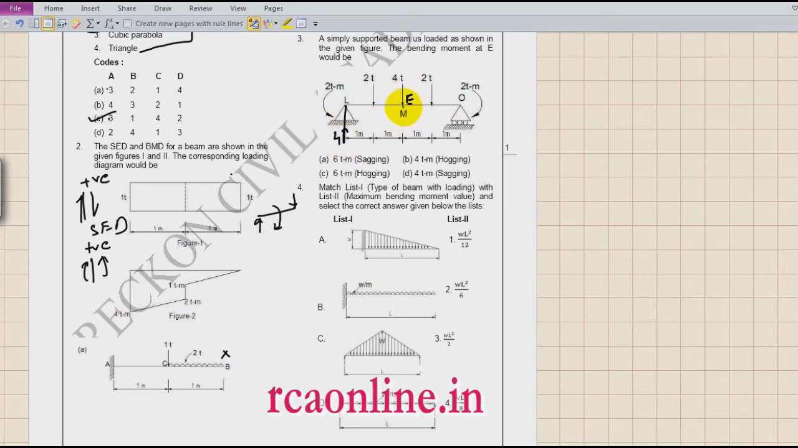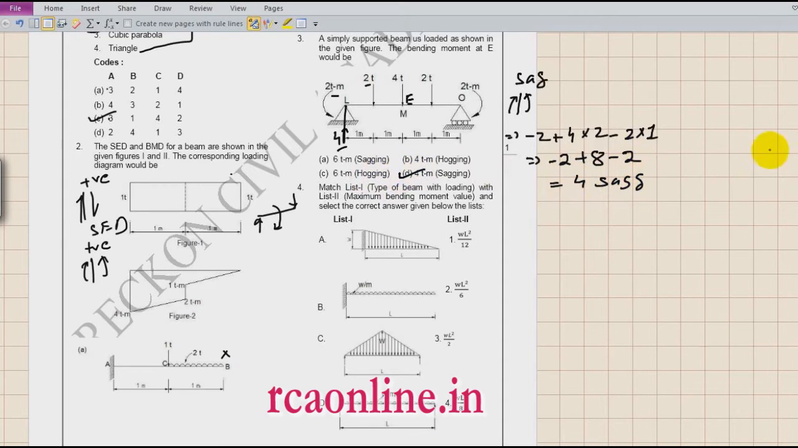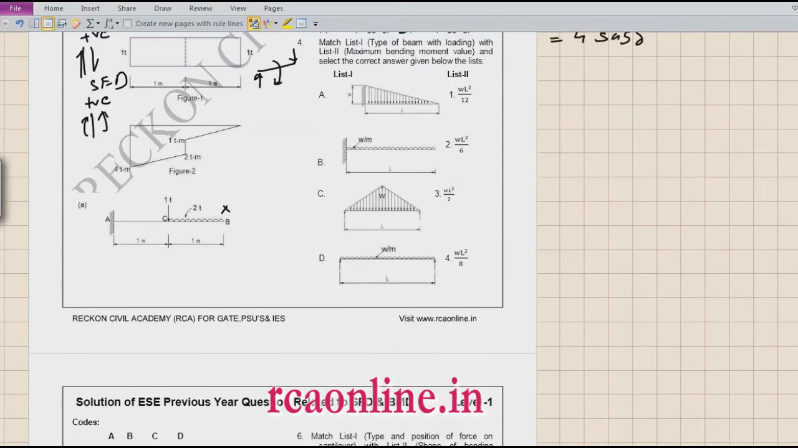Now if you find the moment here, my sign convention is sagging positive. So what will be the bending moment? Minus 2 because of this, plus 4 into 2 because of this, minus 2 into 1 because of this. If you solve, how much do you get? Minus 2 plus 8 minus 2. So it is 4 sagging. This is the answer.